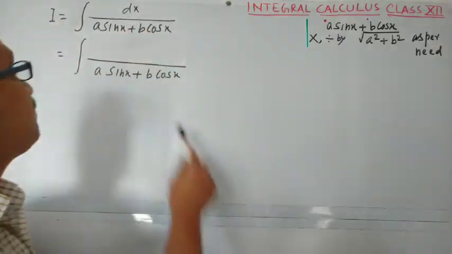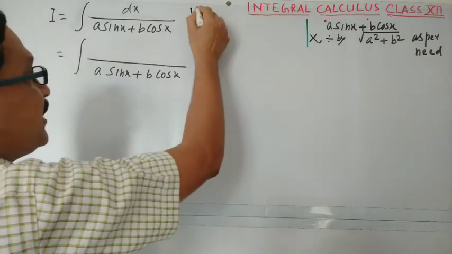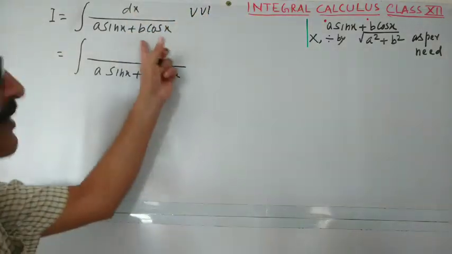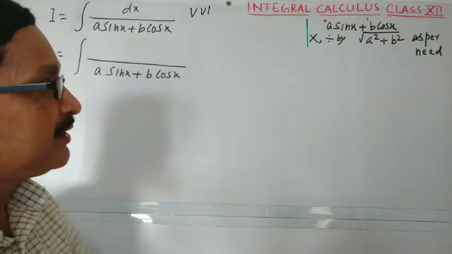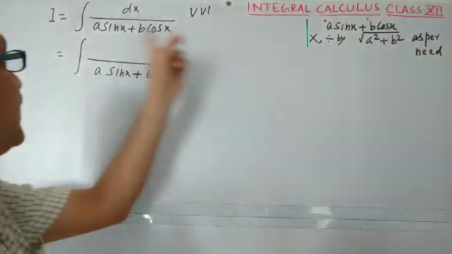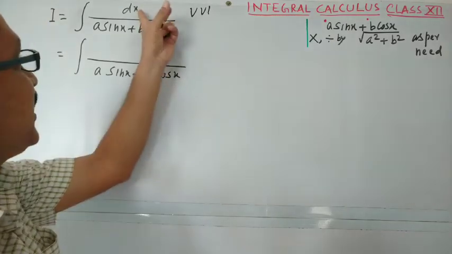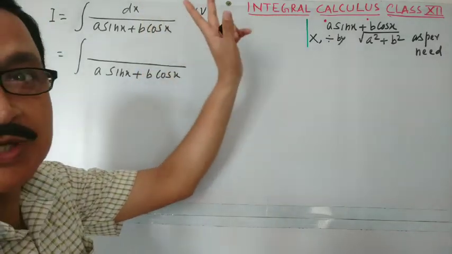So this is the question first number, very important question. Very important. dx by a sin x plus b cos x. This is the format. Whenever a sin x plus b cos x will come in denominator, numerator is as usual dx, not other thing.